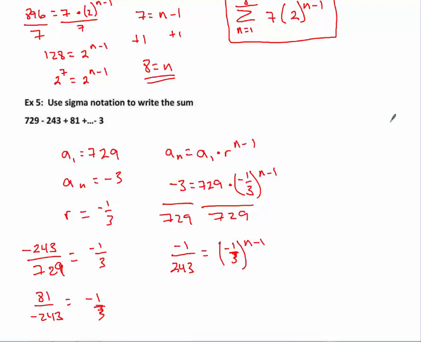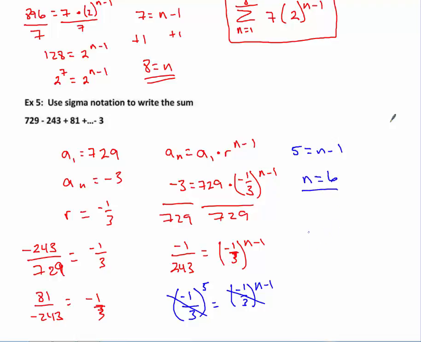Now, probably thinking that doesn't look like the ones we just did. Well, it really is the exact same thing because -1 over 243 is -1 over 3 to the 5th power, because -1 to the 5th is -1, and 3 to the 5th is 243. So this is where all that exponent and log stuff is going to really come in handy. -1 over 3 to the n minus 1. So 5 equals n minus 1, so n equals 6.